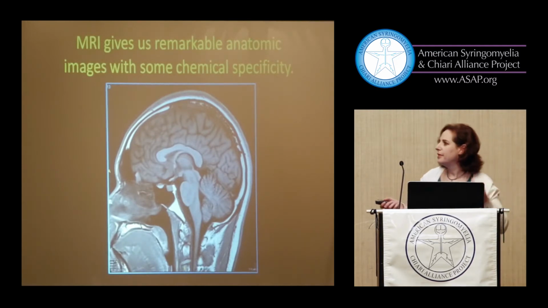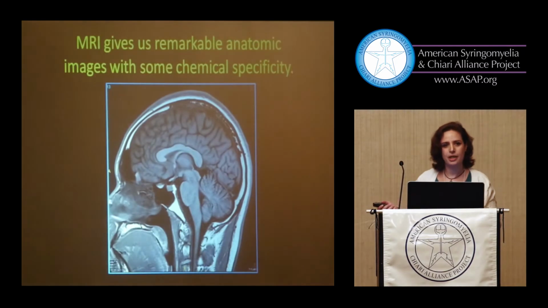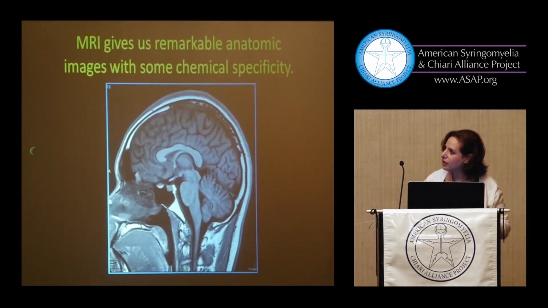Okay, well, in the meantime, you're probably familiar with MRI. With MRI, we can get really amazing anatomic images with some chemical specificity. I can talk about blood and types of fluid and fat. But for today's talk, I'm going to emphasize something else. I just want to use this image to show you what we're talking about.